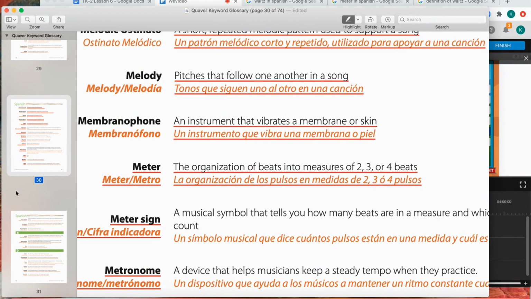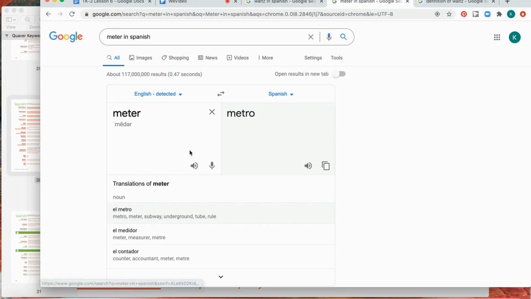Now we can take a closer look at our 2 keywords. The first keyword is meter, which is the organization of beats into measures 2, 3, or 4 beats. Let's listen to hear how you pronounce meter in both English and in Spanish. English is pronounced meter. Spanish is pronounced Metro. Let's now pause and try to speak in both English and Spanish the word meter.